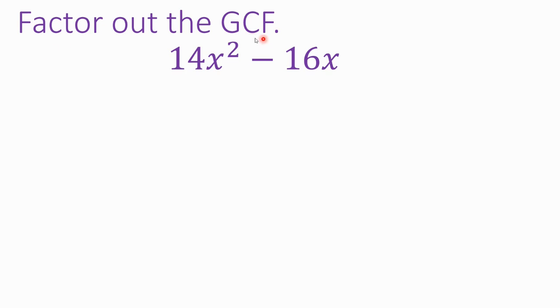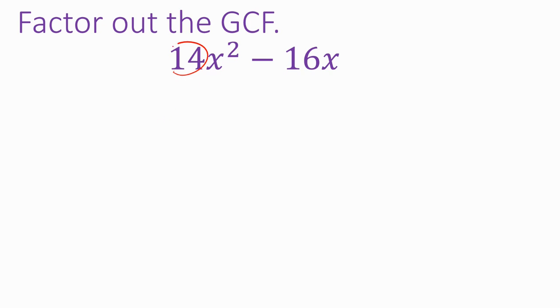Now it tells us to factor out the greatest common factor. So they don't tell us what to factor out. We need to figure that out ourselves. So I need to look at each of these terms, 14x squared and 16x, and figure out what is the greatest common factor between those. We did that yesterday, or last time we had class.